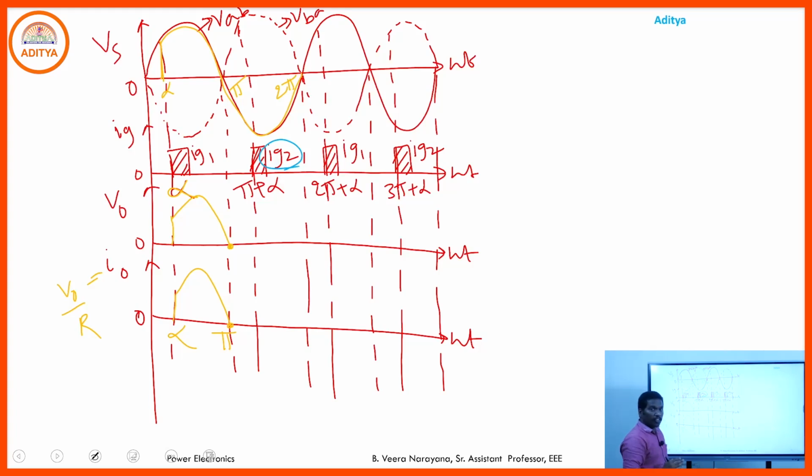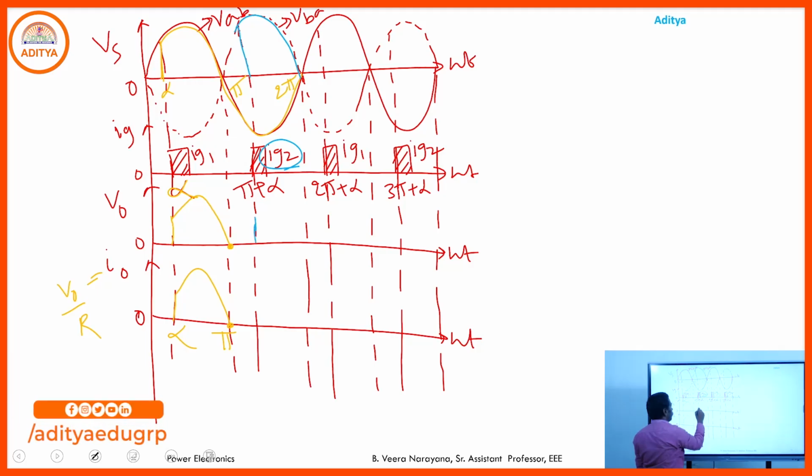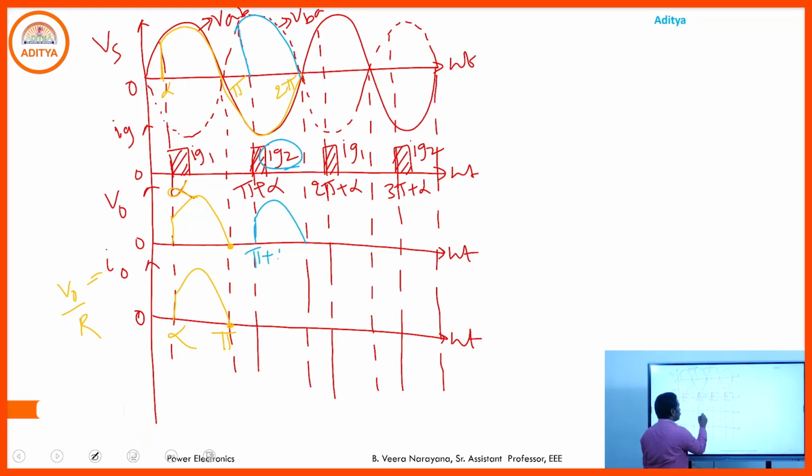If T2, D2 are in the on state, VBA is simply available across the load. Hence the output voltage simply follows the VBA curve, from pi plus alpha to 2 pi, and this is alpha to pi. If you look at the output current, it is in phase with respect to the voltage. Why? Because here we have a purely resistive load, hence the current is always in phase with the voltage.